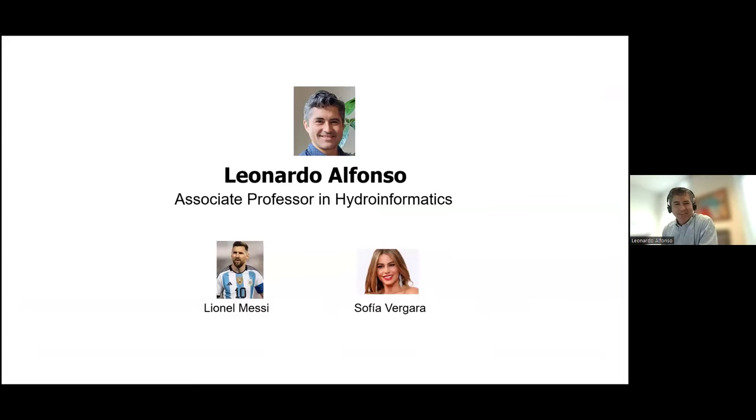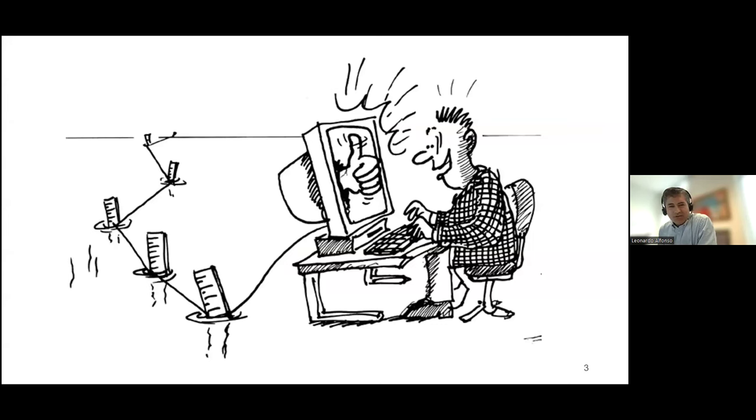So anyway, I'm going to talk about real-time control of water systems, which is a digital innovation that uses sensors, models, algorithms, actuators, controllers, and optimization, among other technologies, to assist decision-making in our water systems. And the Netherlands is a great place to see this working.